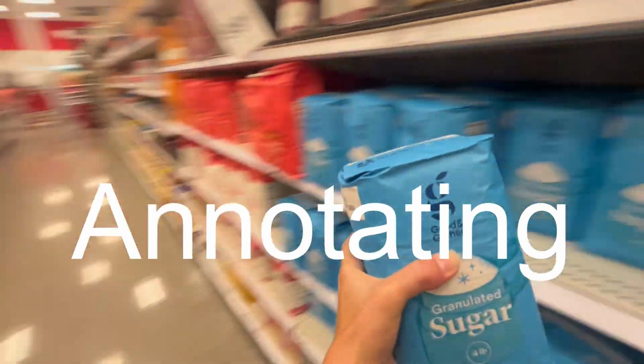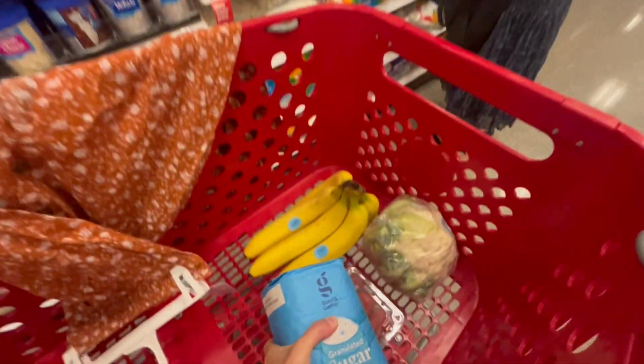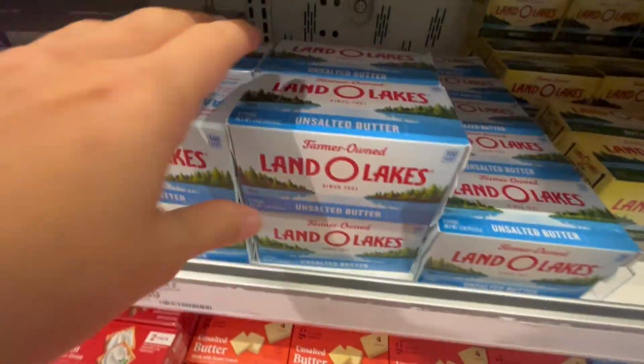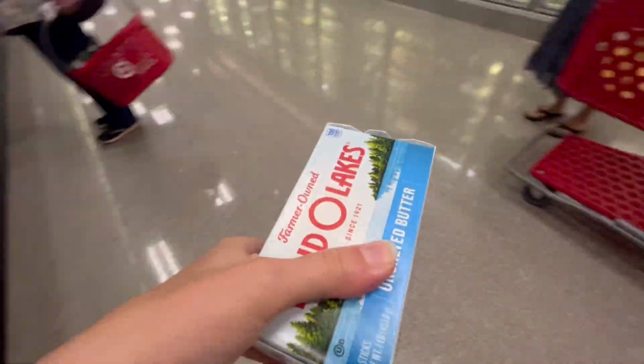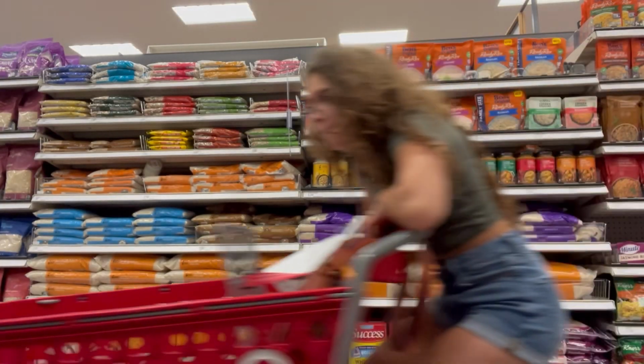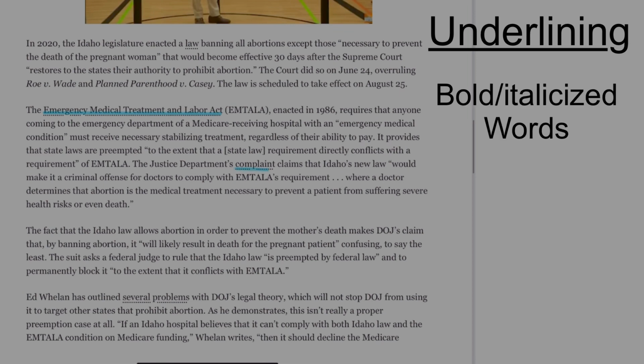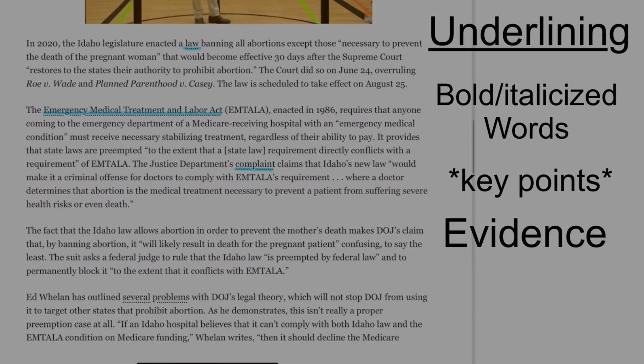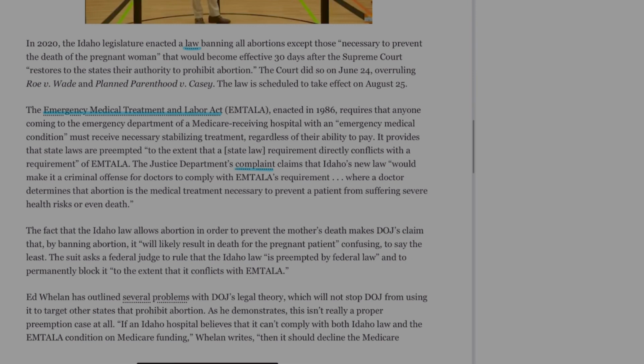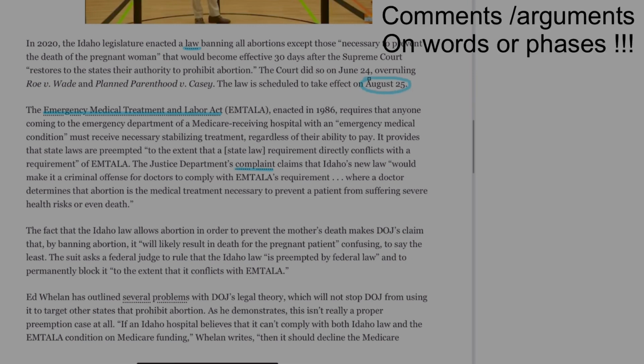Number 2, annotating. Annotating is a lot like trying to figure out your ingredient list. You're using all these little details to make something great, and annotating does the same thing. Annotating is finding and listing details that support the author's claim or main points. Annotating consists of underlining, finding bold words or italicized words, keeping points and evidence supporting the claim, along with commenting on the author's use of words or phrases in the text.